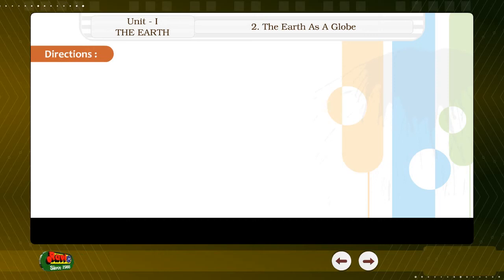The lower side of the map will always show south. The right side of the map will always show east. The left side of the map will always show west. The universal fact is that the sun always rises in the east and sets in the west.